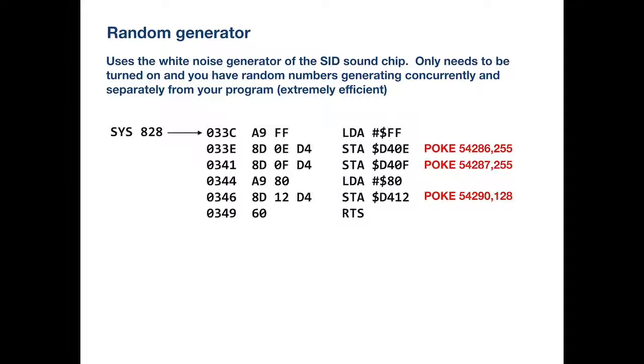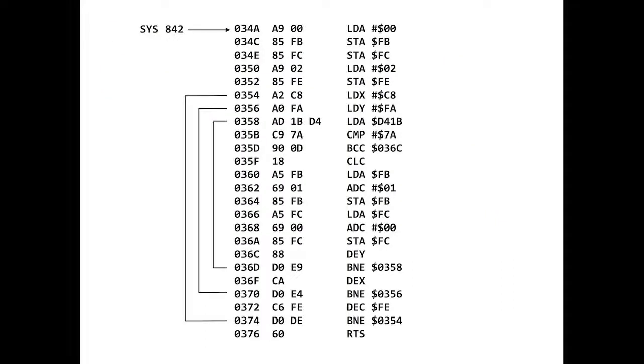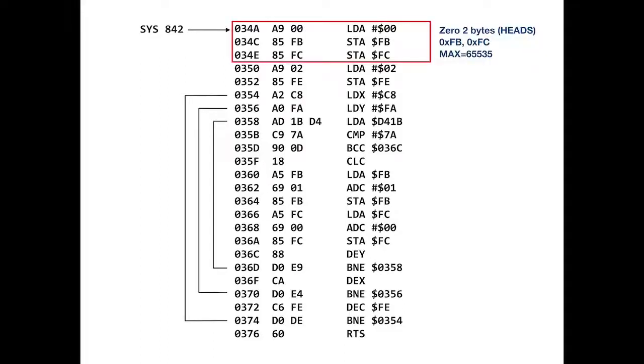Anyway, these 5 instructions do the equivalent of poking numbers into the SID voice register here, which are shown in red. Now that random numbers are being generated, we move on to the body of the routine, which starts at decimal 842. First we zero 2 bytes, hex FB and hex FC.